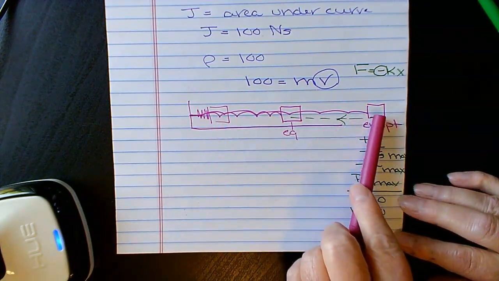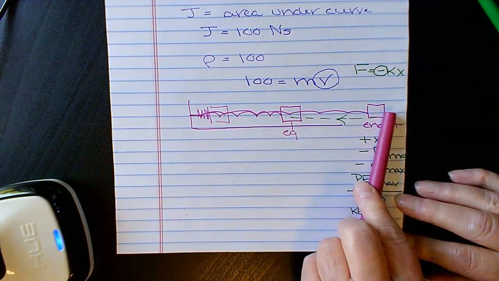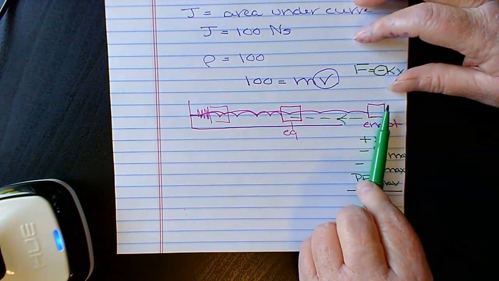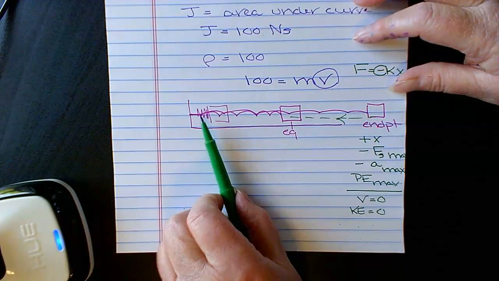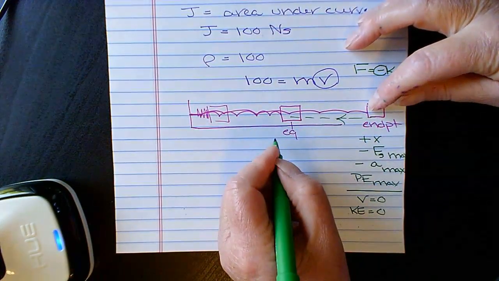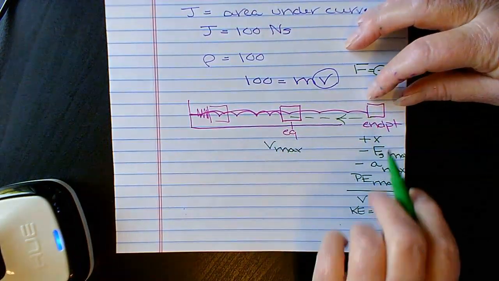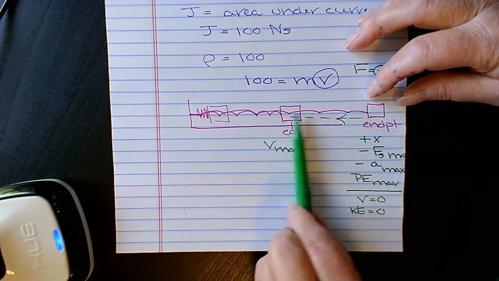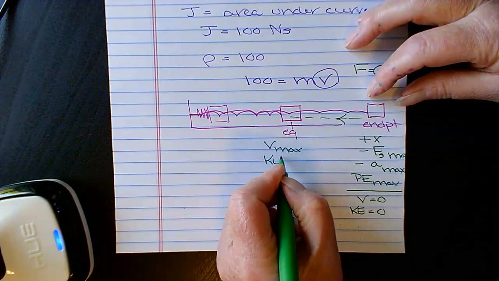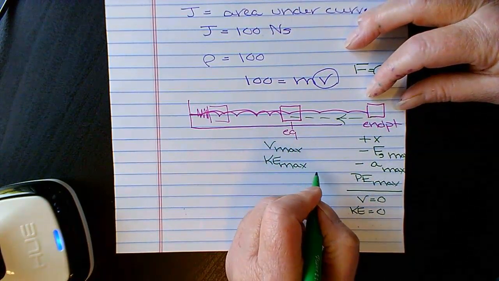So everything that is true about this endpoint would be true about this endpoint. But what about when it's passing equilibrium? When I let go and it passes by equilibrium, it's going to be going the fastest. So I'm going to write down Vmax, the maximum velocity. And if its maximum velocity is happening here, that also means it has its maximum kinetic energy at this spot. I'm going to put a line here.